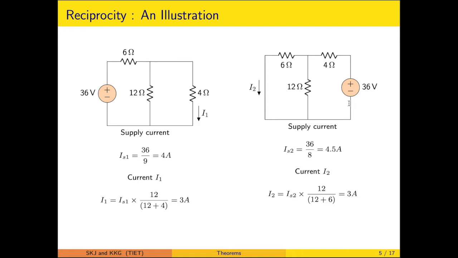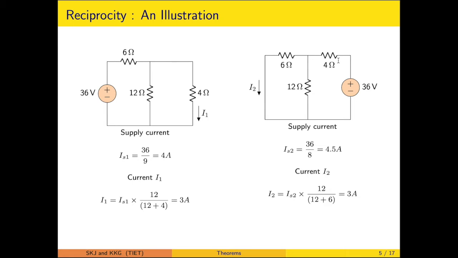Now in the second diagram, we have simply changed the positions. So first of all, you have to find the equivalent of 6 and 12. That constitutes the 4 ohm, that is equal to 12 into 6 upon 12 plus 6. So that is 4 ohms.